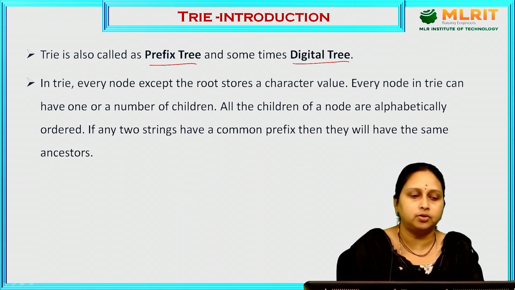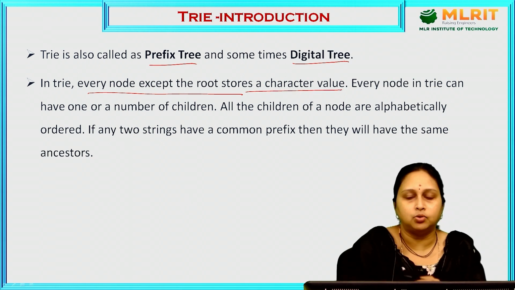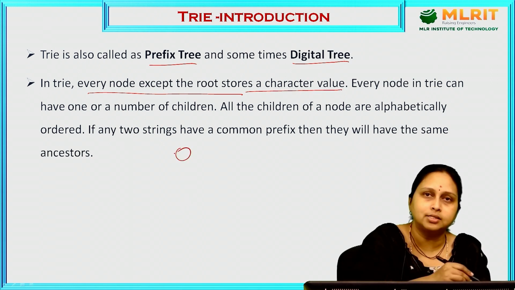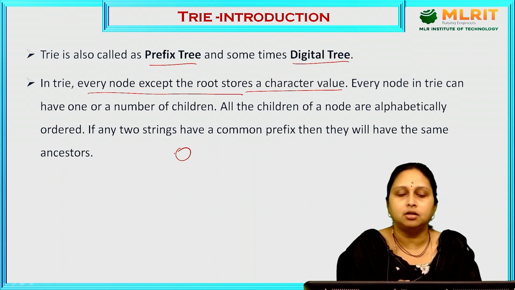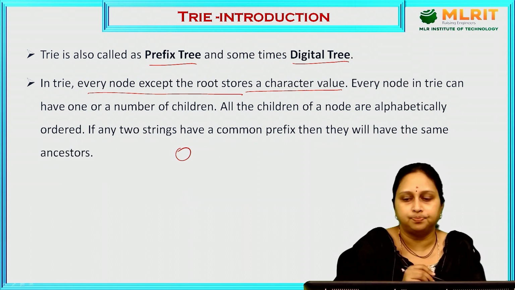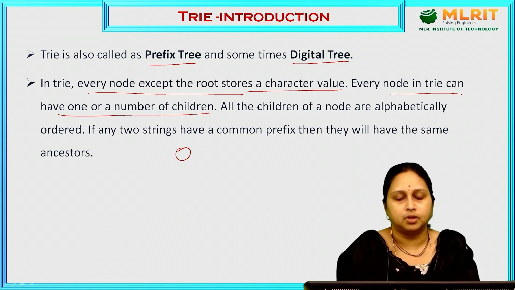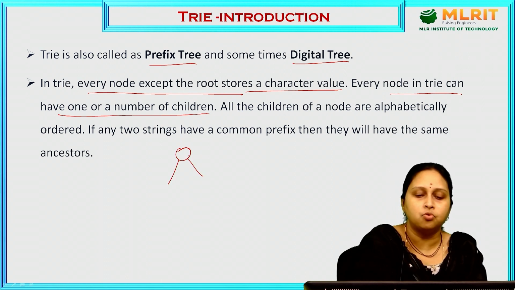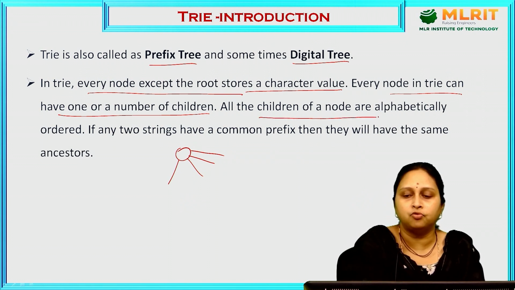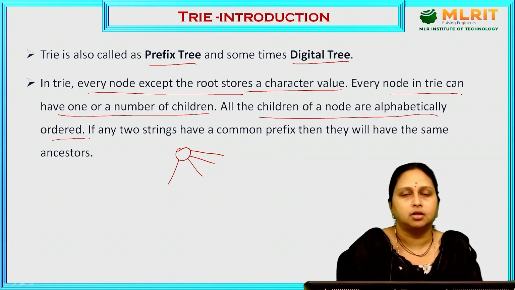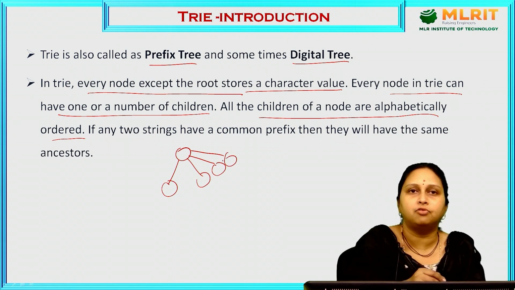Now let us look into this. In a TRIE, every node except the root node stores a character value. Except the root node, all the remaining nodes have one character value. Every node in the TRIE can have one or more children, and all children of a node are alphabetically ordered. When you represent the children, they should be in alphabetical order.